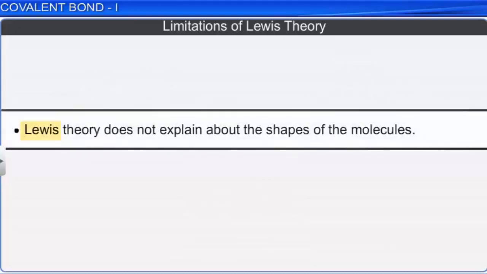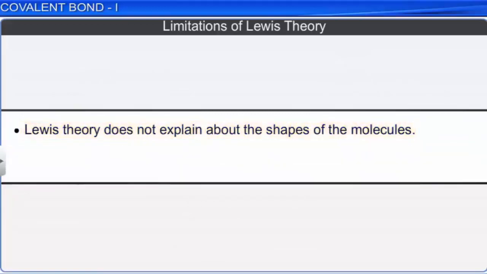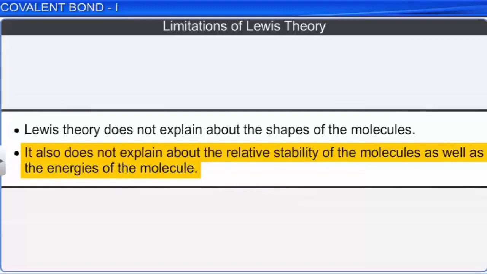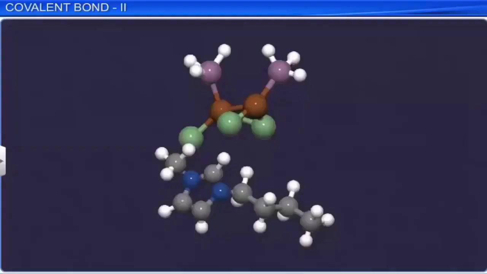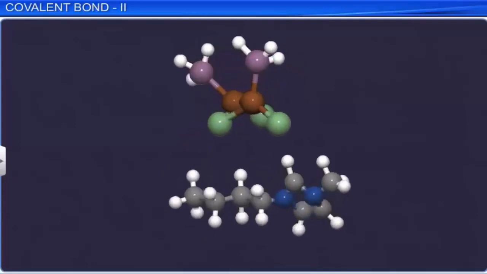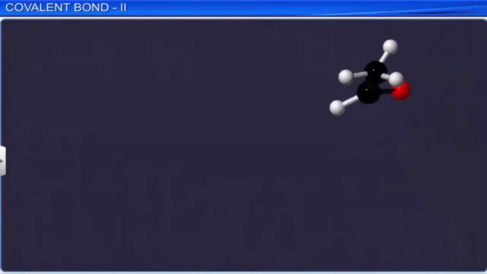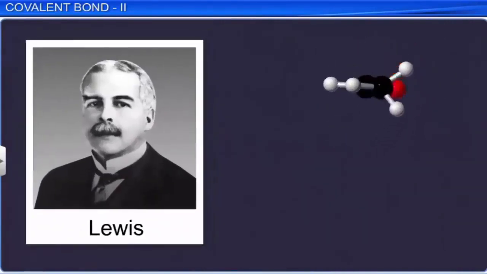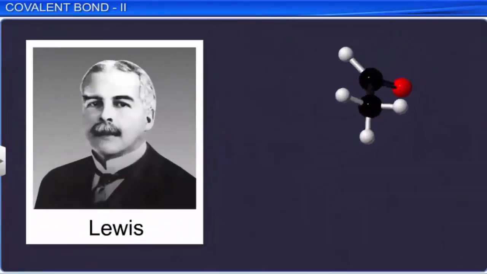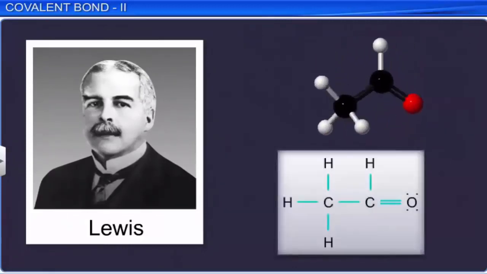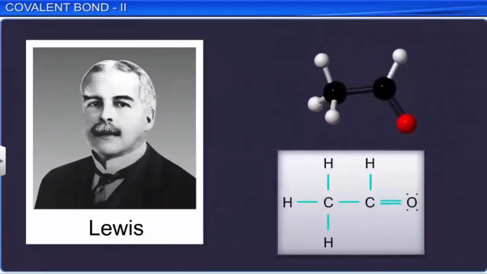Lewis' theory does not explain the shapes of the molecules. It also does not explain the relative stability of the molecules as well as the energies of the molecule. Drawing the atomic structures of complex compounds with bonds is difficult. To overcome this, Lewis established an easy way to represent bonds within molecules and ions. He created it as per the shared pair of electrons and the octet rule.